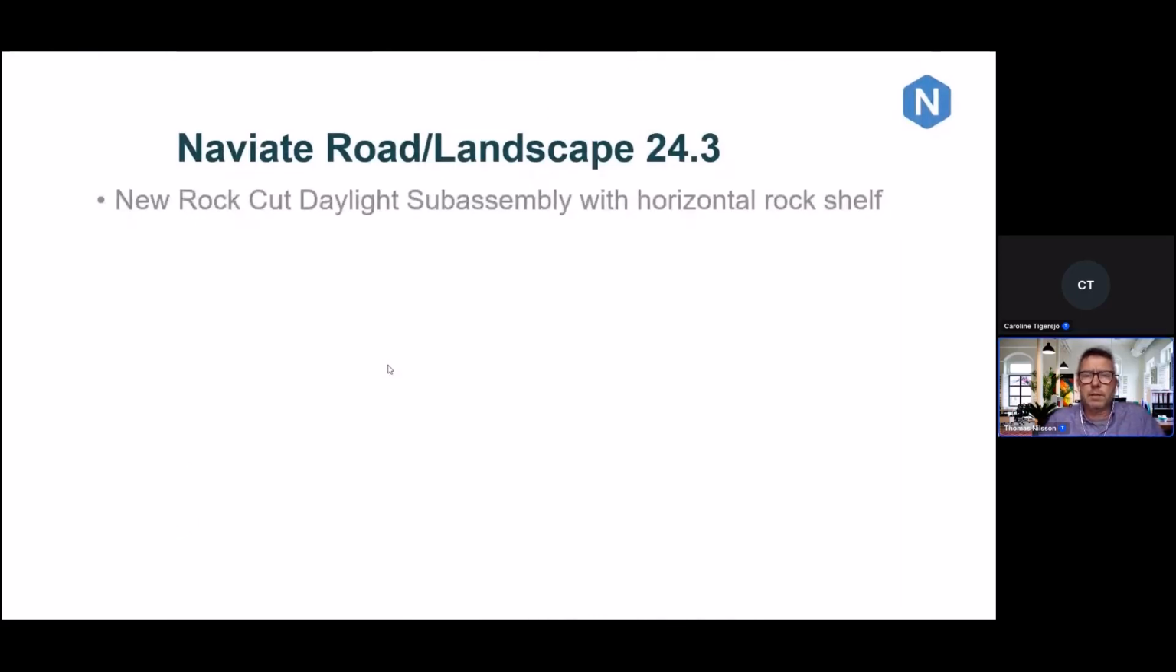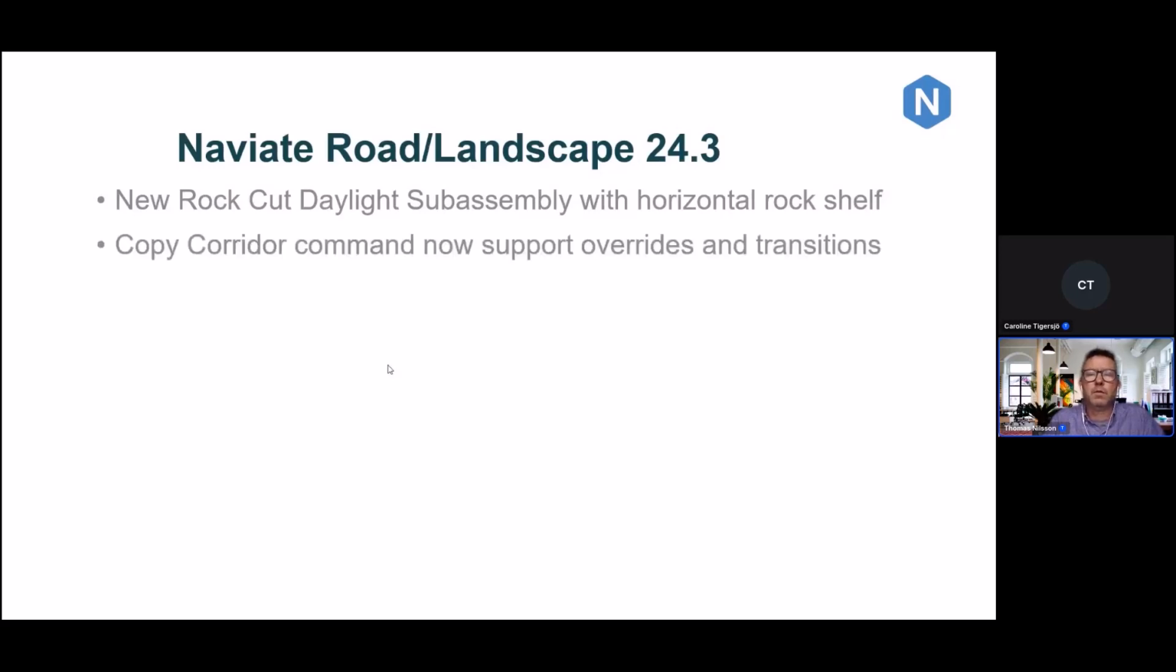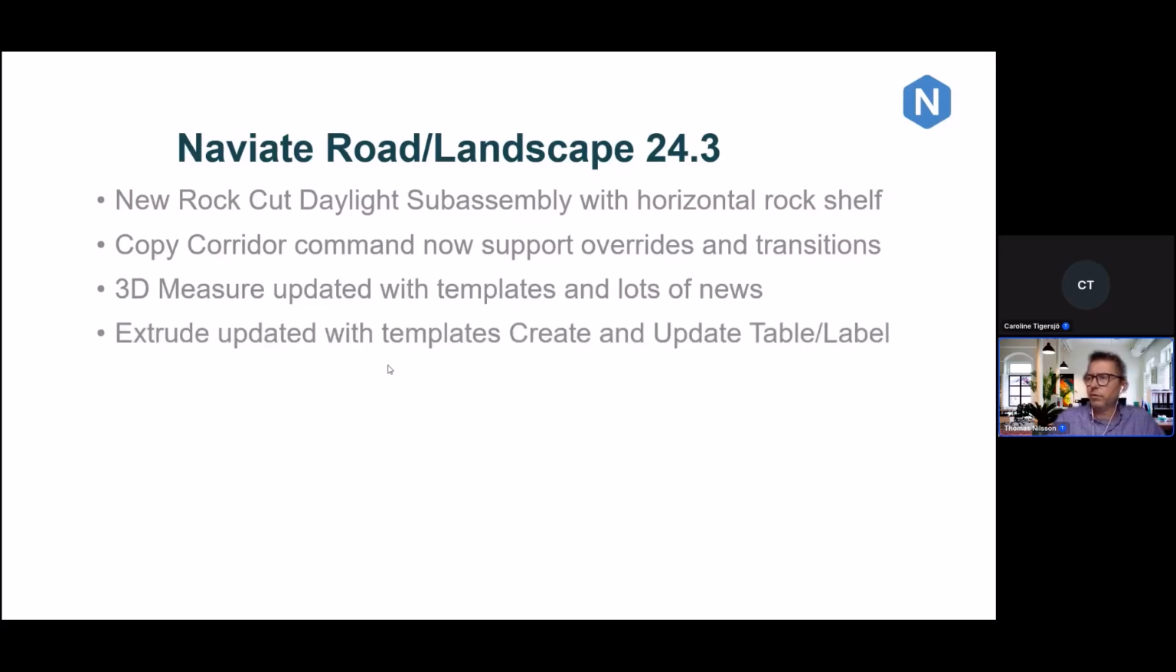There's a new rock cut daylight subassembly. I will refer to the news notes on how to use that one. As I mentioned, the copy corridor command has been updated, so it supports overrides and transitions. Please try this one to copy and merge corridors, or split. It's working very nicely in the tests we've made. 3D Measure has been updated with templates and lots of news. Extrude also. So let's have a look at those two features.